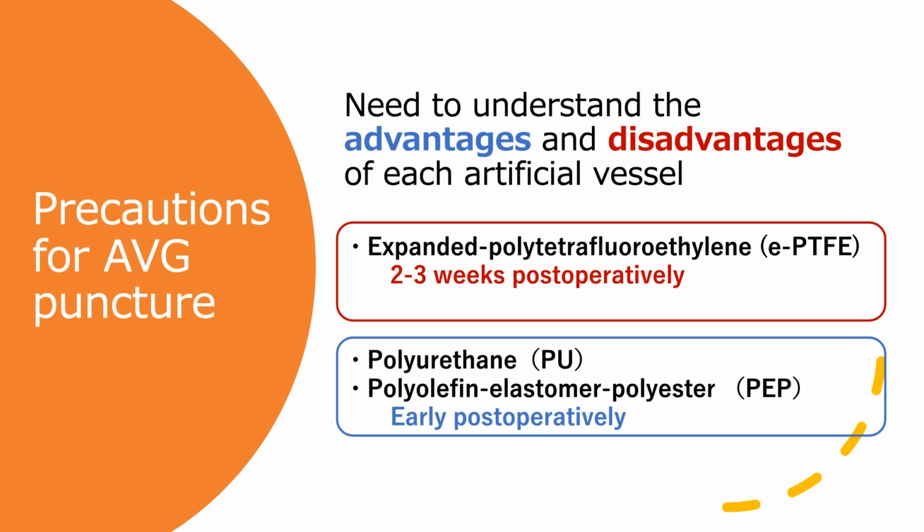AVGs have different waiting periods before they can be used due to their material and structural characteristics. The characteristics of the inserted AVGs should be understood and used. The waiting period for EPTFE is 2–3 weeks postoperatively. But PU and PEP have characteristics that allow them to be used early postoperatively. It is necessary to understand the advantages and disadvantages of each AVG.